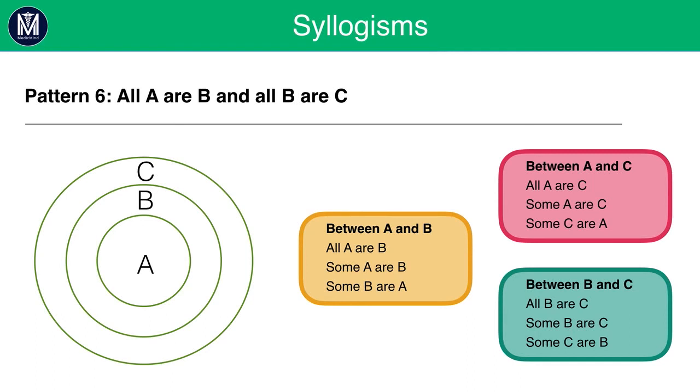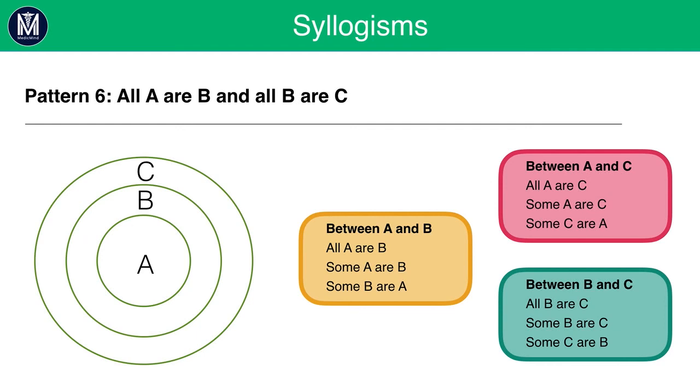Between B and C, the statement tells us that all B are C, and that means by default some B are C because all B are C, and some C are also B. Between A and C, we know that if all A are B and all B are C, automatically there is a direct correlation between A and C. All A will be C. Some A will be C and some C will be A.